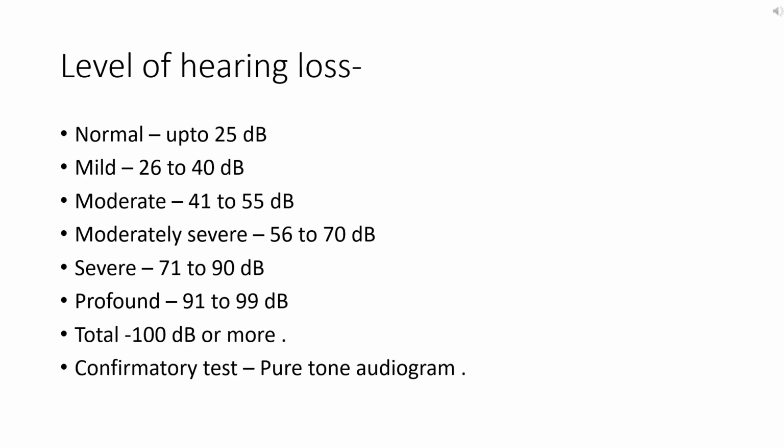Okay, now coming to the levels of hearing loss. It can be categorized into the following categories. Normal is hearing loss up to 25 decibel, mild is from 26 to 40 decibel, moderate is from 41 to 55 decibel, moderately severe from 56 to 70 decibel, severe is 71 to 90 decibel, profound hearing loss is from 91 to 99 decibel, and total hearing loss is labeled beyond 100 decibel. Okay, so this is the classification of hearing loss. The confirmatory test will always be the pure tone audiogram.